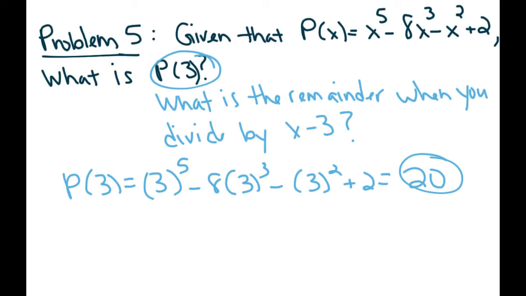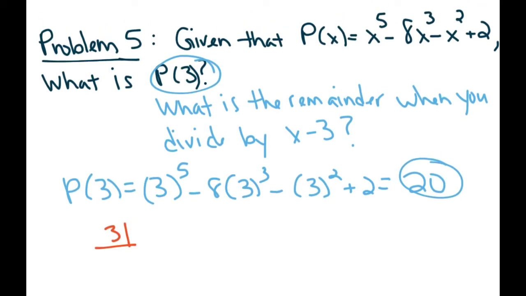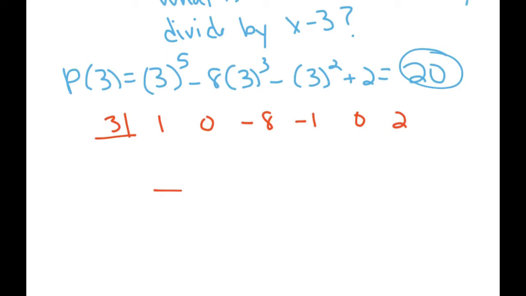So instead, if I put 3 in my little box, and then I put the coefficients of the polynomial next to it. Remember, there could be missing terms. There's x to the 5th, but there's no x to the 4th. There's an x cubed, x squared, no x, and a constant.